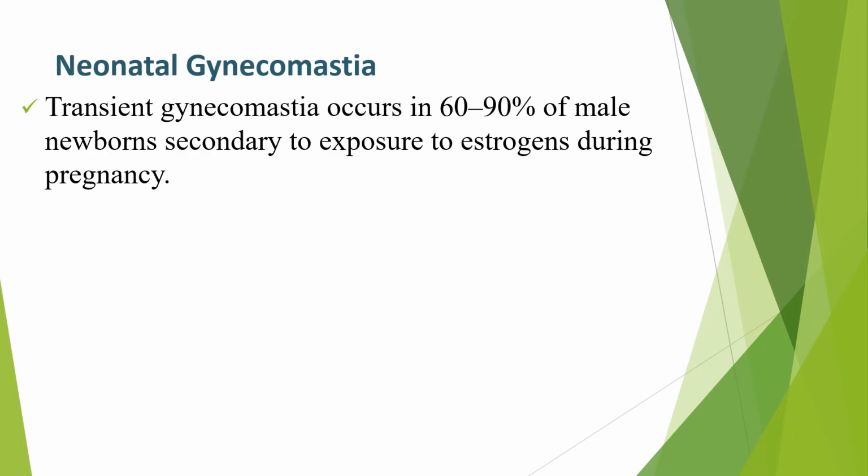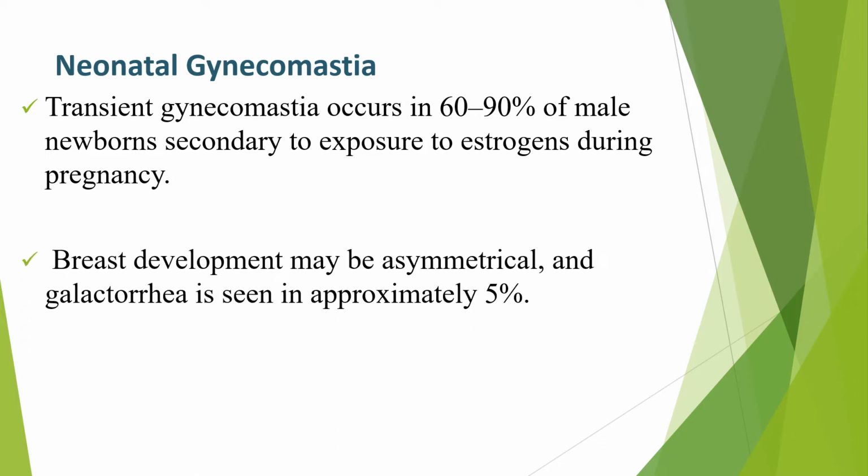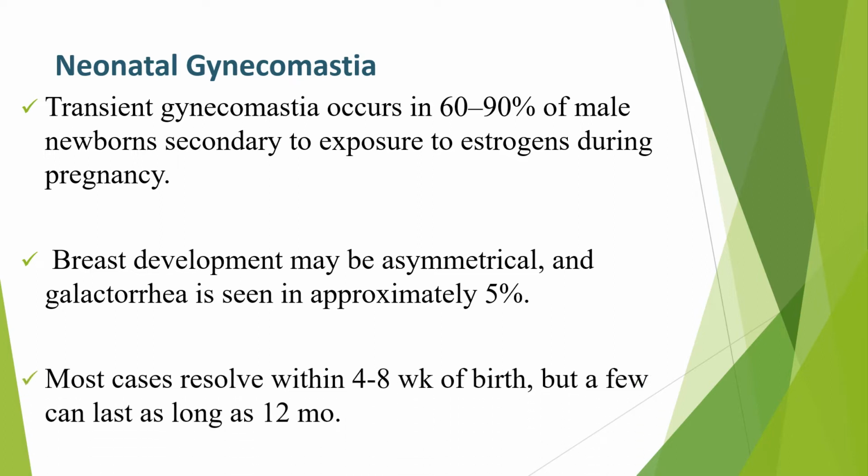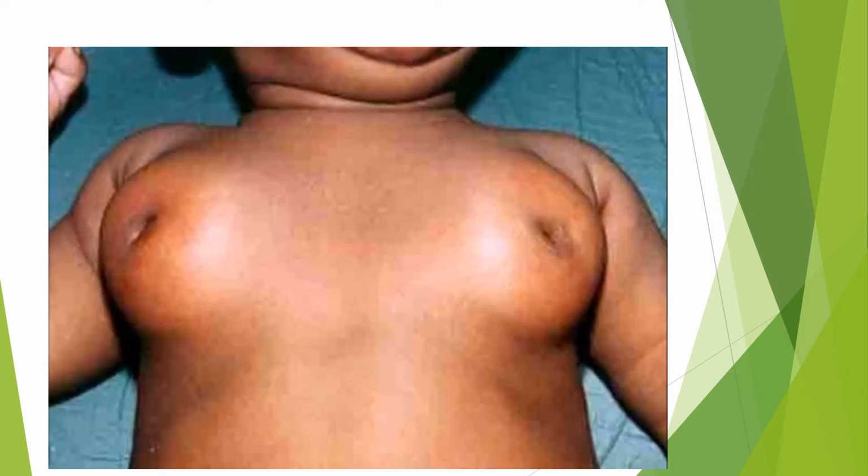When we see neonatal gynecomastia, transient gynecomastia occurs in 60 to 90% of male newborns secondary to exposure to estrogen during pregnancy. The breast development might be asymmetrical, and galactorrhea is seen in approximately 5%. Most cases resolve within 4 to 8 weeks of birth, around 1 to 2 months of life, but a few can last as long as 12 months. This is an image of a baby with neonatal gynecomastia, which is benign breast hypertrophy. This is a benign condition that subsides by itself within 1 to 2 months.